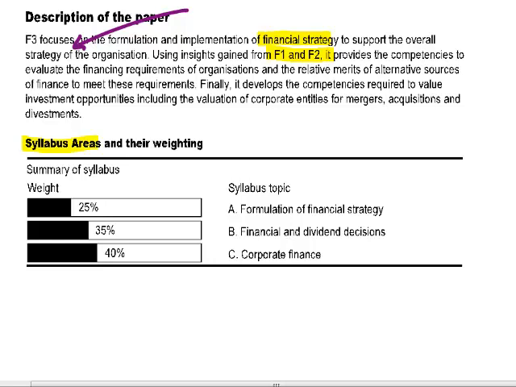Let's have a look at the syllabus areas. There are 3 syllabus areas. The first, with a 25% syllabus weighting, looks at the overall financial strategy of a company. So it's going to look at what we're trying to achieve and how you can set into place a structure that's going to help you to achieve those goals.